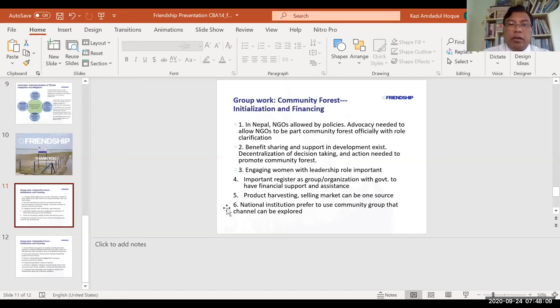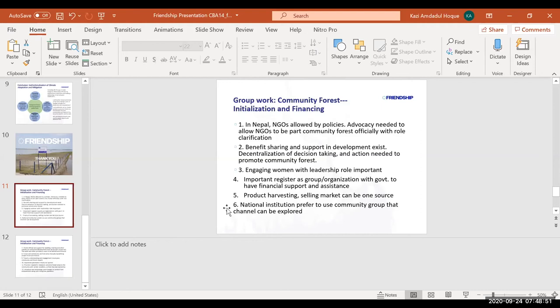Three, they recommended engaging women in leadership roles. As we know, in most of the South Asia region, the men are away from the community for livelihood. So the women's role is very important, and they have extraordinary qualities to take care of community forest. Number four, register as a group organization with government to have financial support and assistance. There are many spontaneous groups at community level, CBOs, working but not registered with the government, so it's important. Five, the product gained from the forest, harvesting, selling, market can be one source.